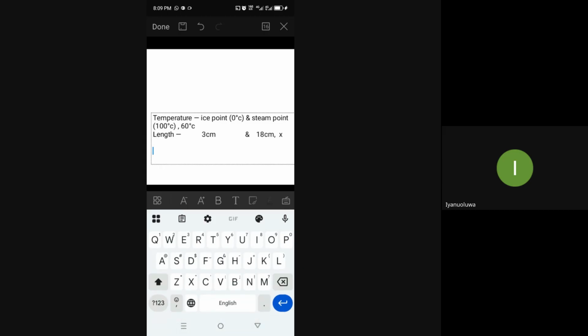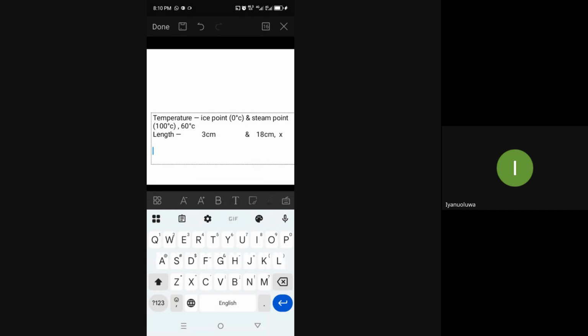So what she just said is correct. So this is what we are going to do. We are going to find the difference. I wish I could show you a thermometer and touch all the calibrated marks for you to see. But just imagine you are looking at a thermometer that has 0 degrees Celsius, 100 degrees Celsius, and in between, 60. And the length is 3 centimeters at the ice point, 18 centimeters at the steam point, and in between, X. That X corresponds with 60, which we are looking for, okay?